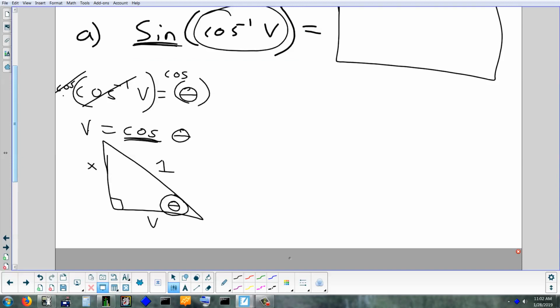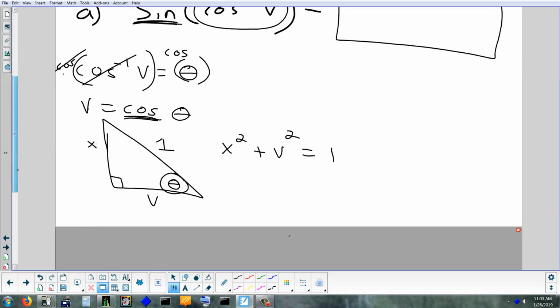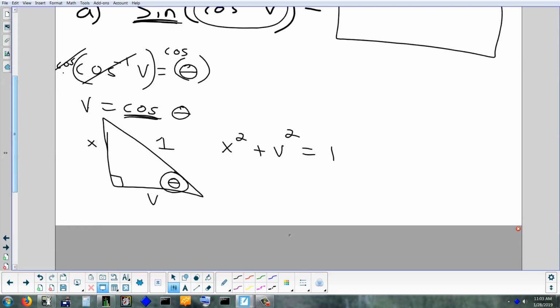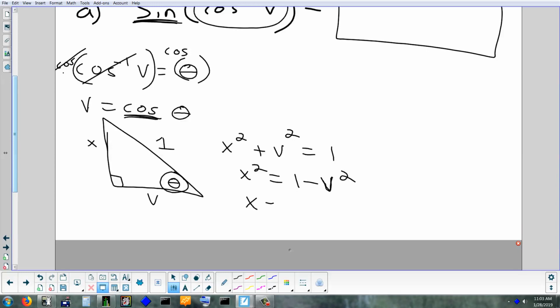So let's set up the Pythagorean theorem. X squared plus v squared equals 1 squared, which is just 1. Okay, and Gabe, what would be my first step to get x by itself? Minus v squared. Yeah, you want to minus the v squared first. So you're going to get this. And now what would you do? Now take the square root. So x is the square root of 1 minus v squared. That's the third side. 1 minus v squared.